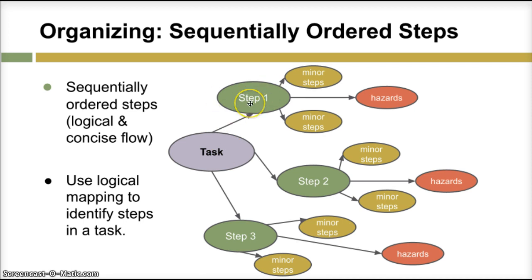Here's step 1, thinking about any minor steps that might be associated with that major step, and also any hazards that could be associated with that step in the process. And you can repeat that for as many times as needed for however many steps there are in the procedure.